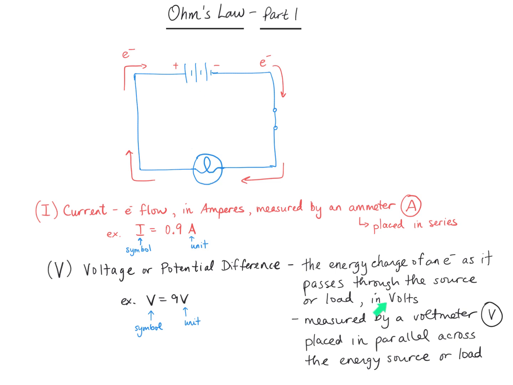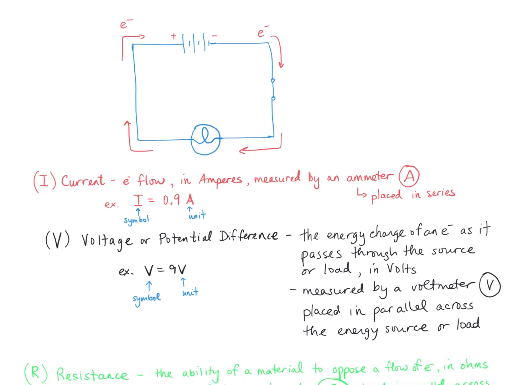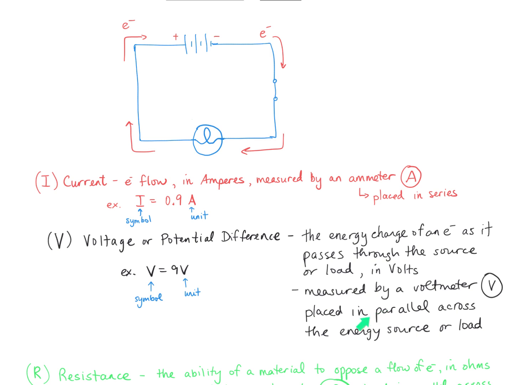The unit is volts, and we use a voltmeter to measure that. Remember to place the voltmeter in parallel, so in parallel across the source or the load. Again, just some symbolism here. We use the capital V, so it's actually the same letter for the symbol and the unit. So here we say voltage equals 9 volts. If it was a 9-volt battery here, then we would say that V equals 9 volts.